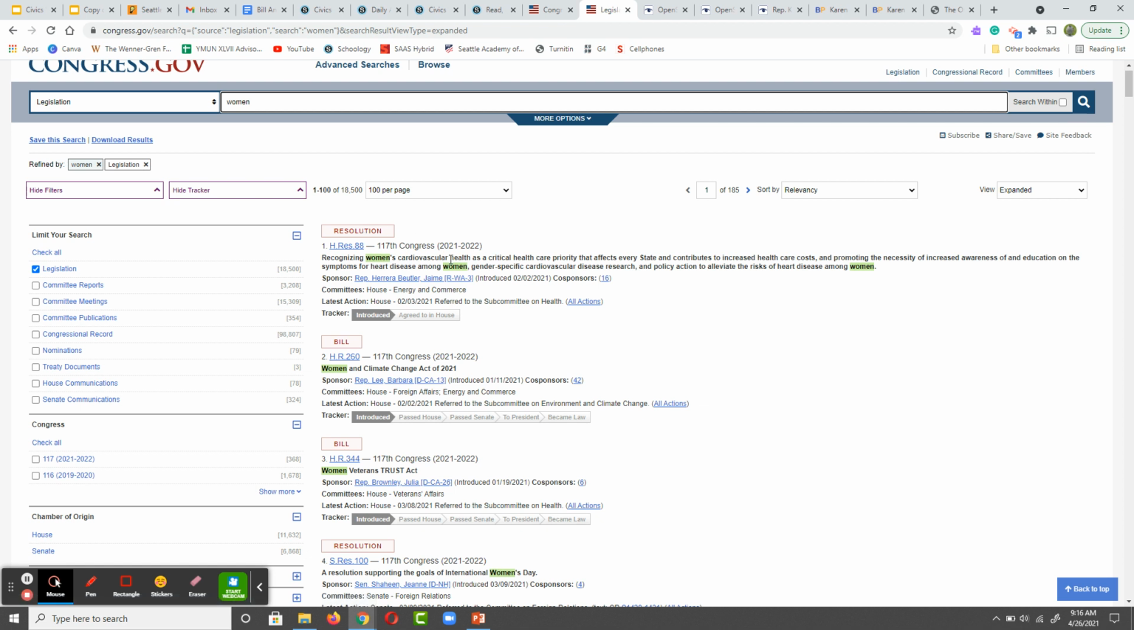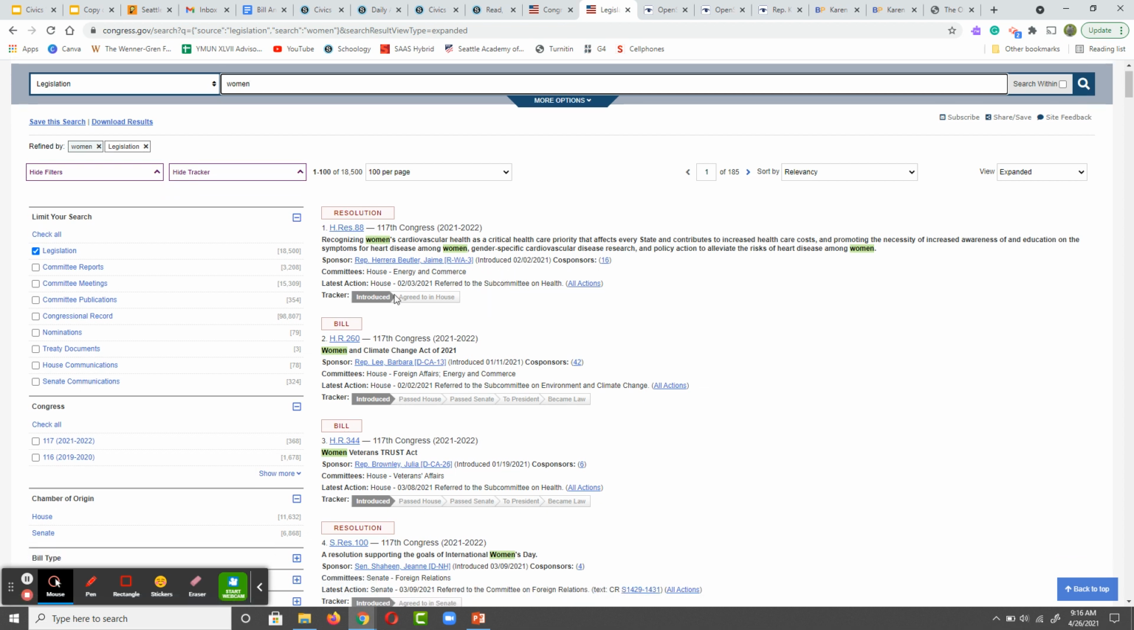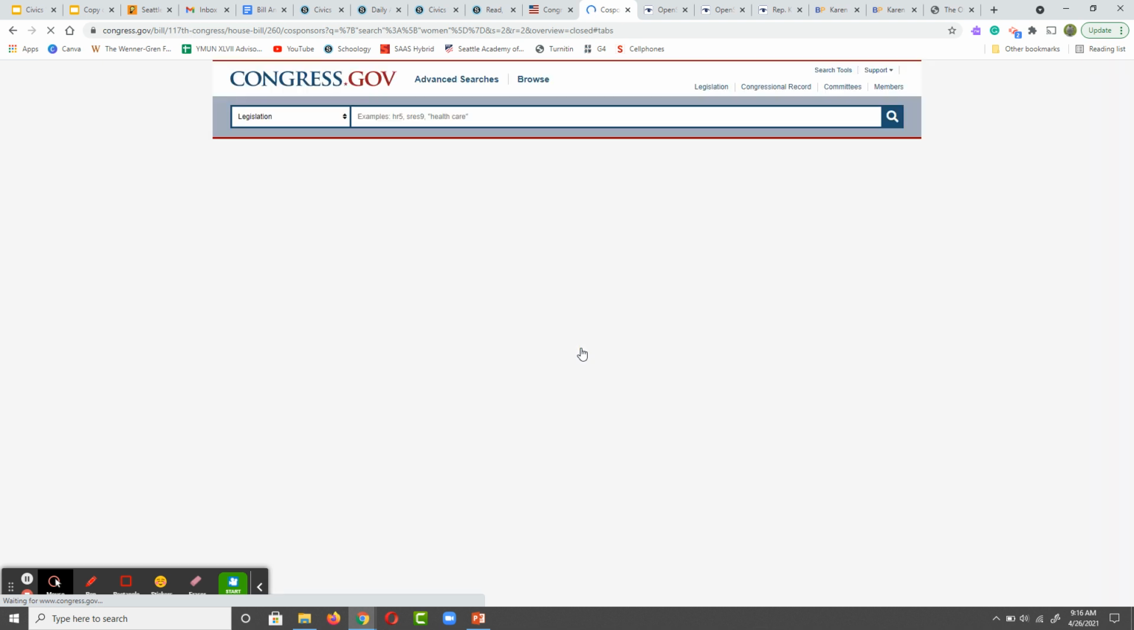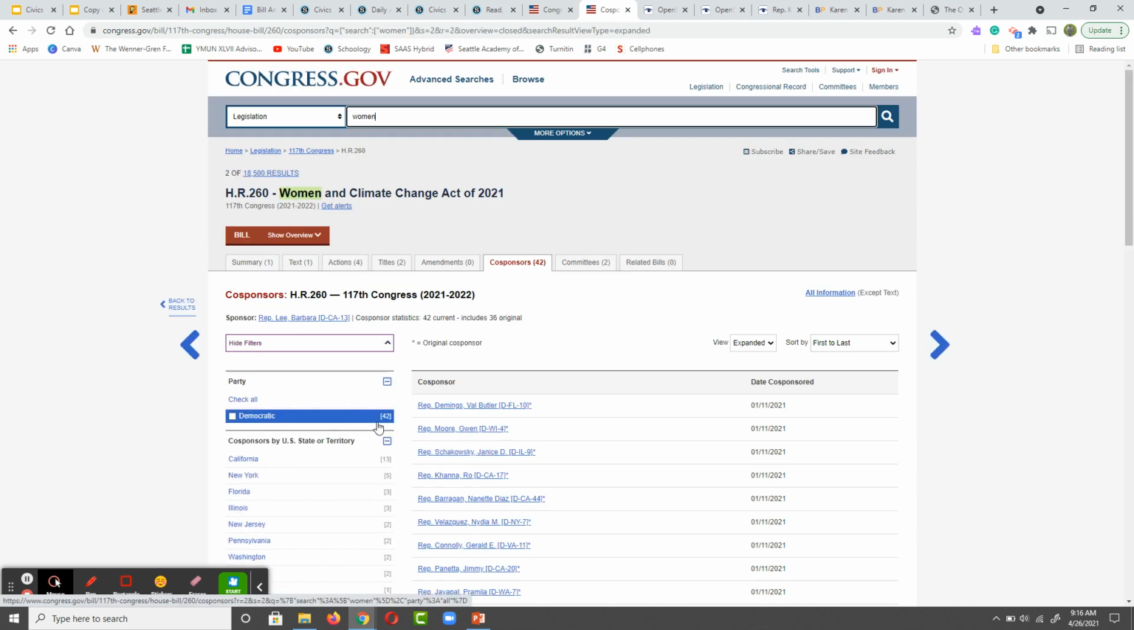Here's a resolution. Again, no teeth. We are looking for things that are bills. Here's Women in Climate Change Act of 2021. It's introduced. You can see the different committees it went to. Let's see if there are any. It's a Democrat. Any Republican co-sponsors? What do you think? See, it's so fun to look. And there aren't any. Oh, but if there were. All right.